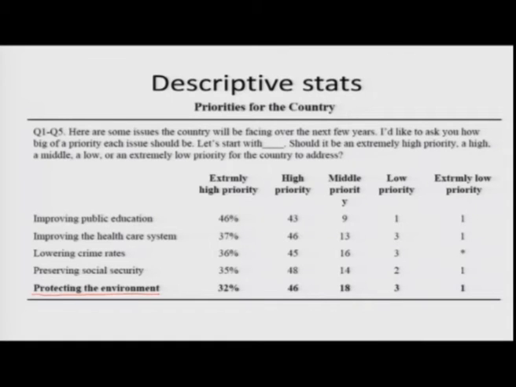5-point scales: extremely high priority, high, middle priority, low priority, extremely low priority, and then the percentage of people who said so. 46%, 43, 9, 1, 1. 37%, 46, 13, 3, 1. 36%, 45, 16, 3, null. 35%, 48, 14, 2, 1. 32%, 46, 18, 3, 1.